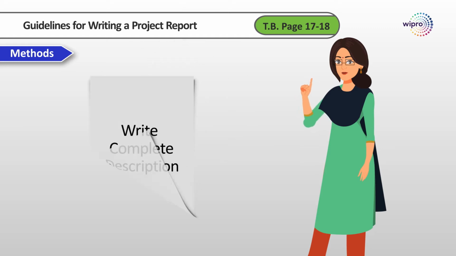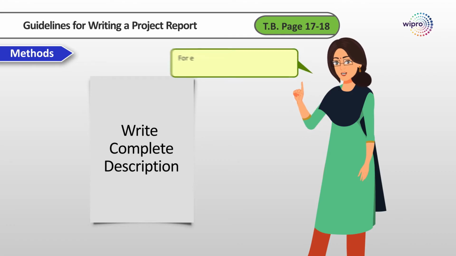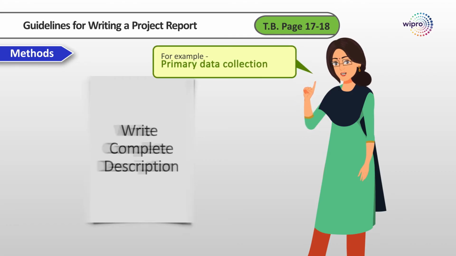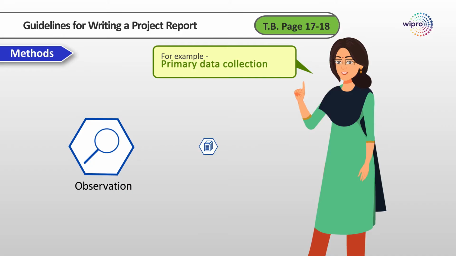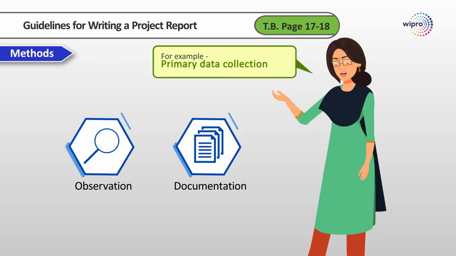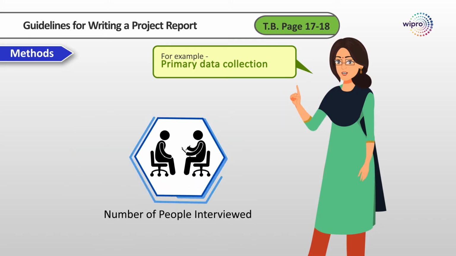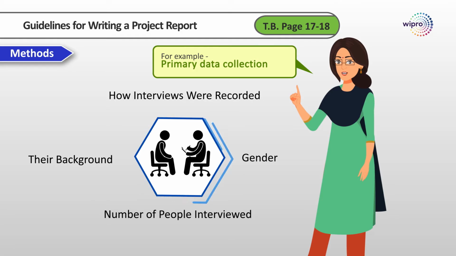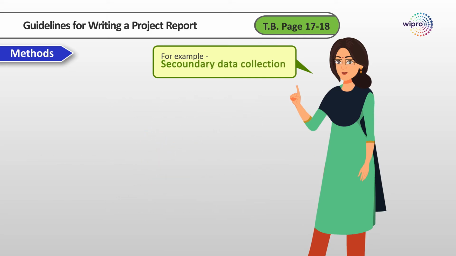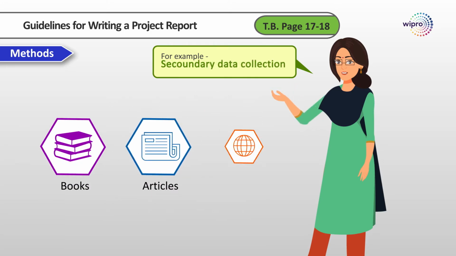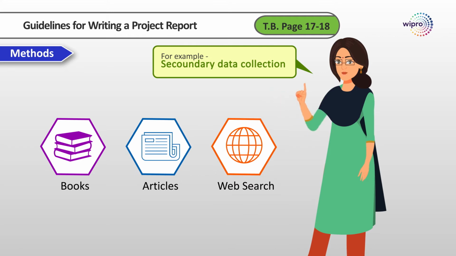Methods. Write a complete description of precisely what was done to collect and interpret the data. For example, primary data collection. Through direct observations and documentation, you can write about how you went about documenting what you saw. You can also include interviews, mention the number of people interviewed, their background, gender, how the interviews were recorded, etc. Then mention the secondary data collected: books, articles, web search, etc. Include any relevant data sheets in this section.